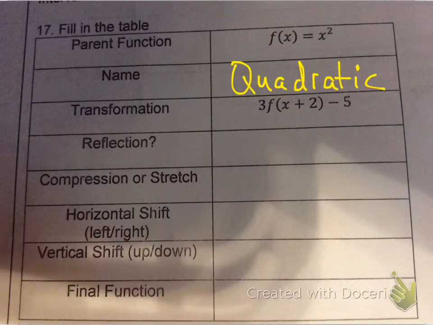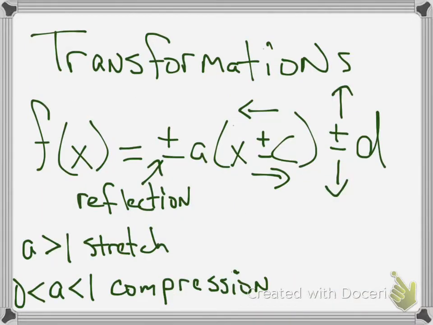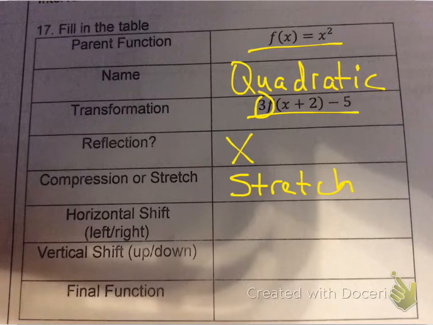Okay, type of transformation. So this is the parent function. These are the transformations. Does it have a reflection? No, it does not, because remember, a reflection would be if there was a negative in the front. So there's no reflection. Is there a stretch or compression? Yes, there is. There is a stretch because that number is bigger than 1. Okay, then is there a horizontal shift left or right? Okay, a +2, according to that table here, a +2 would tell me to go to the left 2.